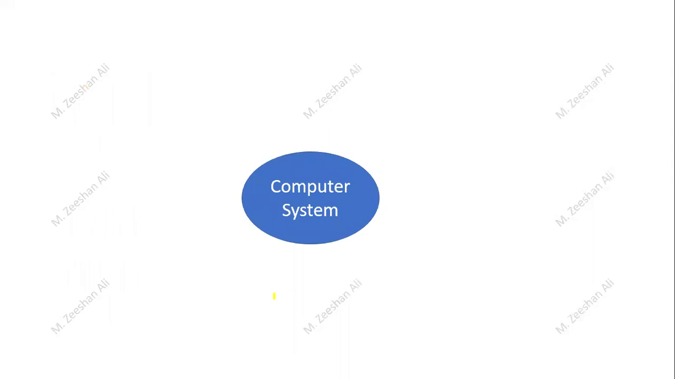That is the very first topic today. What is a computer system? Whenever I ask this question to my students, usually they answer that a computer system is a device. It's an electronic machine that works on our instructions and gives us the solution.